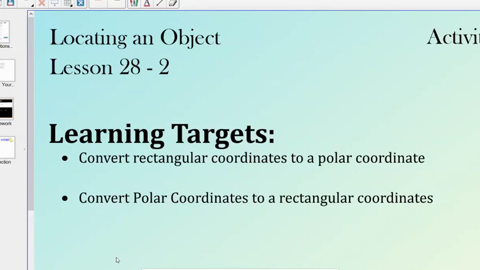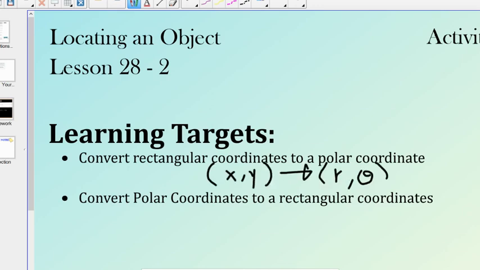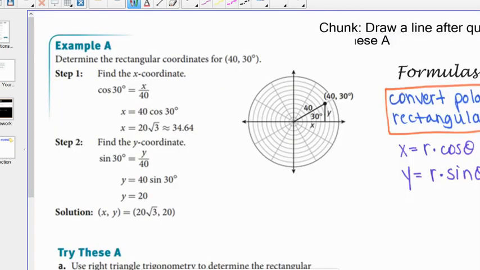Today we are going to talk all about converting rectangular coordinates to polar coordinates and vice versa. So we're going from x comma y to r comma theta, and then we'll also go the reverse way when we're talking polar to rectangular. So we're going to jump ahead to page 382 to start today.